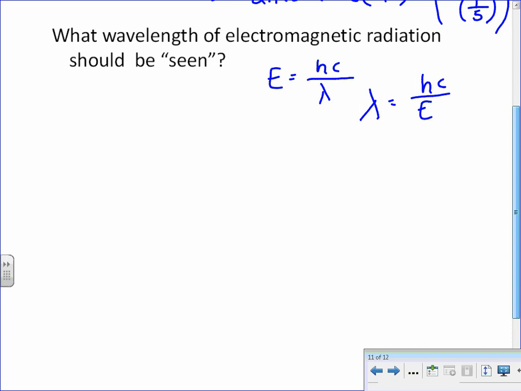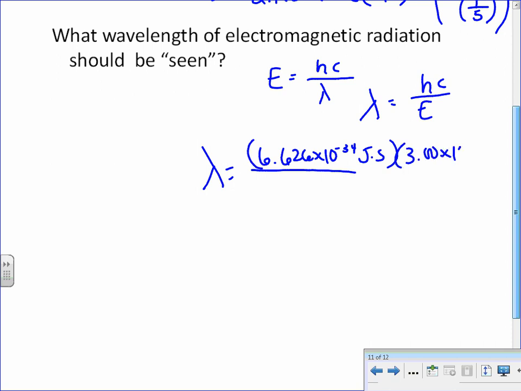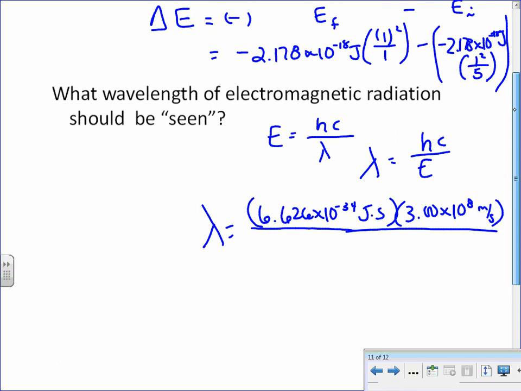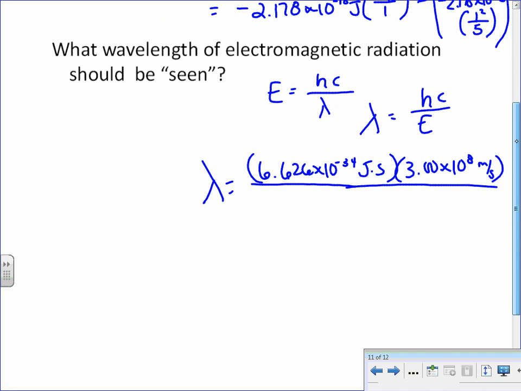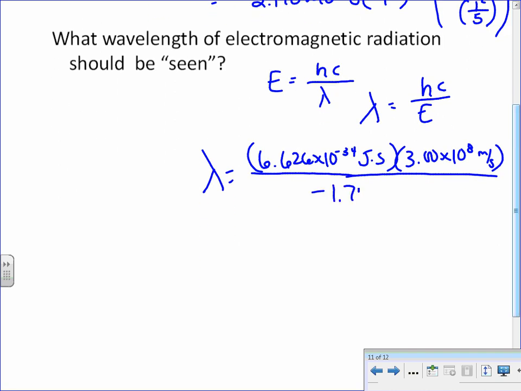All right, back to it. Wavelength is equal to Planck's constant, 6.626 times 10 to the negative 34 joule seconds times the speed of light, 3.00 times 10 to the 8th meters per second, divided by the energy, in this case, 1.74 times 10 to the negative 18 joules. Now listen, remember that the negative just tells us the direction of the energy.